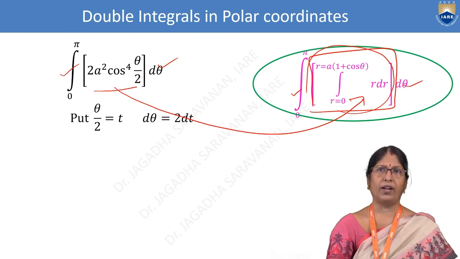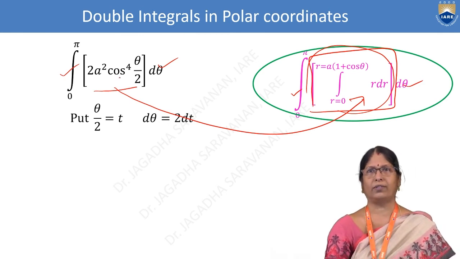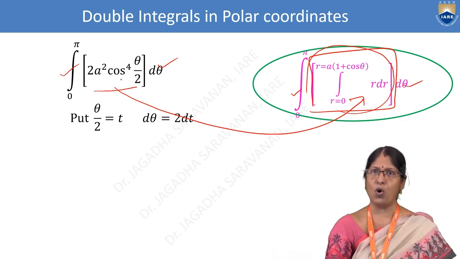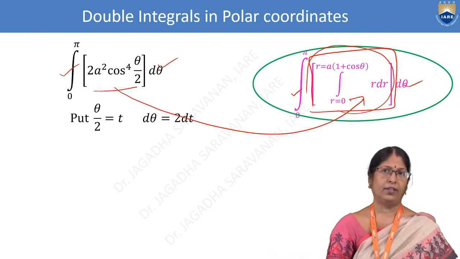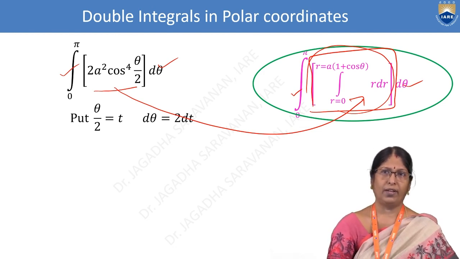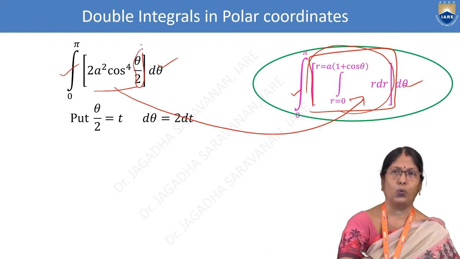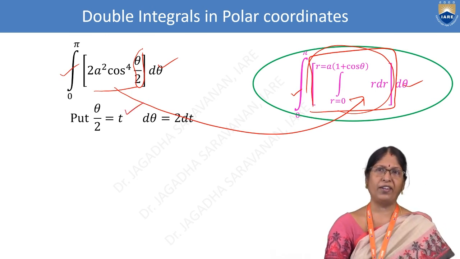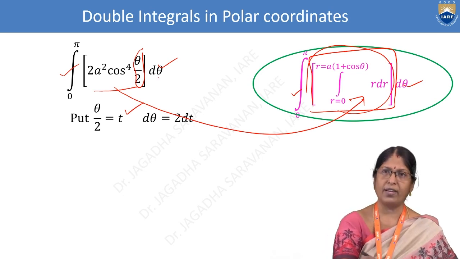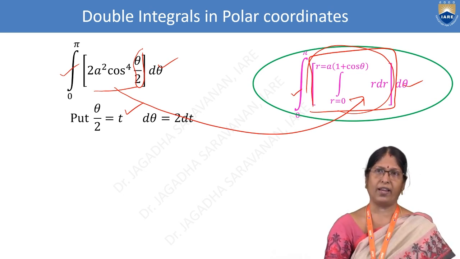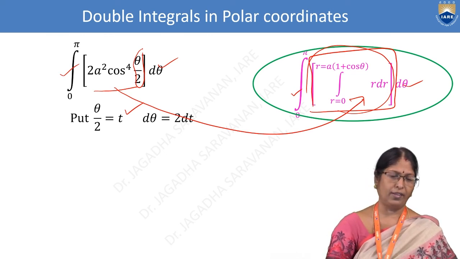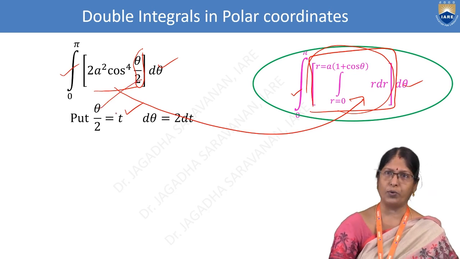Now, this integral, if it is a single term cos, it's very easy to integrate. But we have cos power 4. So, we decided on the substitution method. That is, theta by 2, we are going to assume as t. The idea behind this is that the complete integral is in terms of theta, and we decided to change it in terms of t. That is, theta by 2 equal to t.